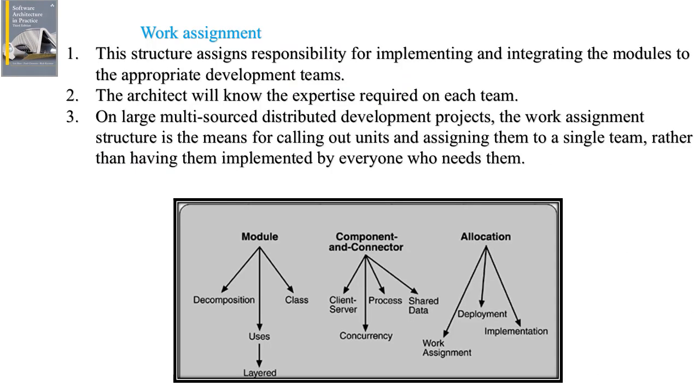The last one is work assignment. Work assignment is about the modules. This module is going to be allocated to which team, and which team will be proper for doing this particular work. Different types of development teams will be there in software companies. So which team will be better for this particular work? This has to be very well known by the architect, the software architect.